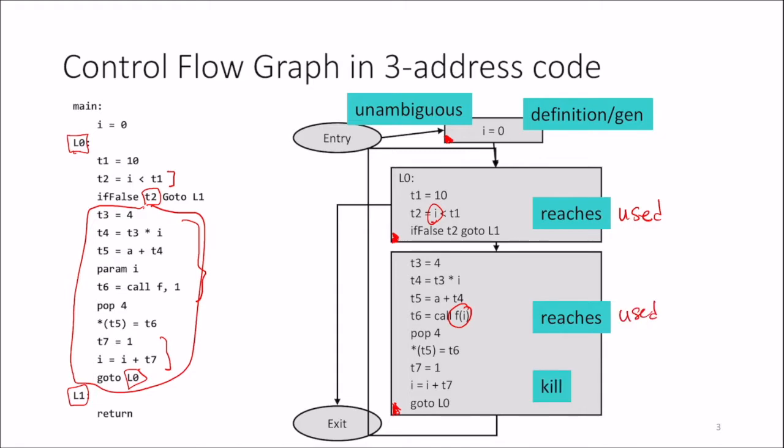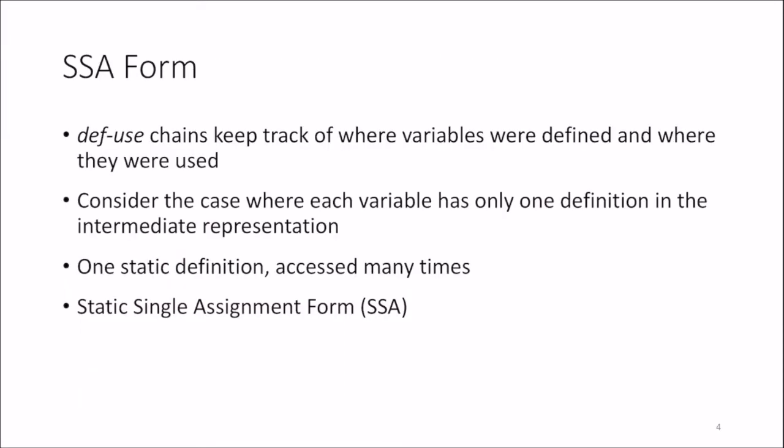And then finally, it is used here, but it also is killed in the sense that it's redefined. These are some of the terms people use when talking about data flow: definition, reaches, and kill. The value is killed or redefined in this case. So what we want to do is analyze where the variables are used separately from where the variables are redefined. We're using the same variable I on both the right-hand side and the left-hand side. So the idea behind static single assignment form is to keep these two separate.